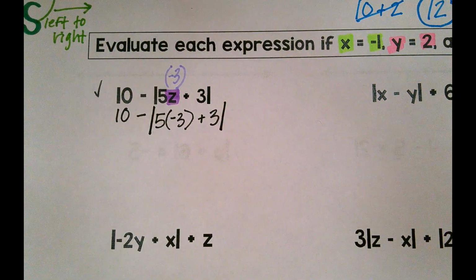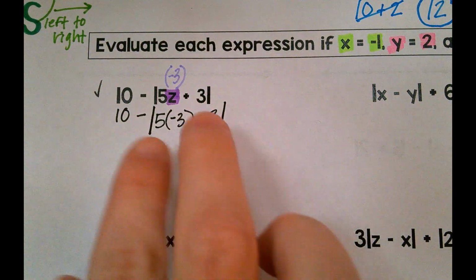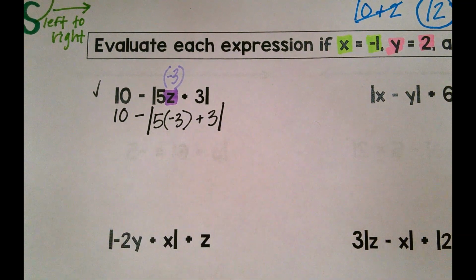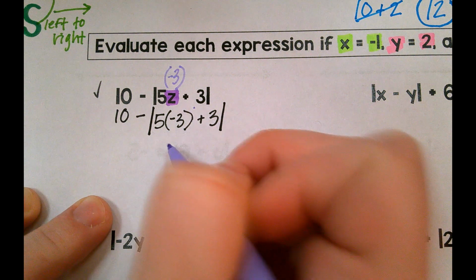Once we've got that, what should I do next? So do we work what's inside of the bar first? Yes, we do. Perfect. So what's inside of the bar? 5 times -3. So what's 5 times -3? -15. Yes. 5 times -3 is -15.